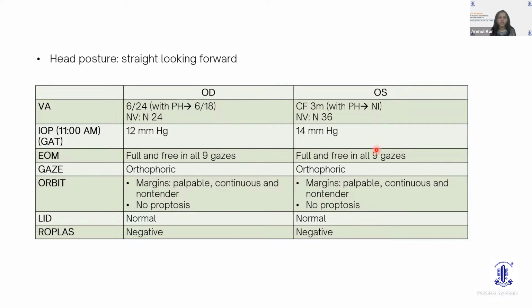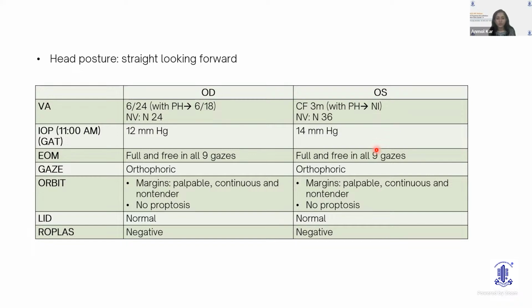The near vision in the right eye was N24 and in the left eye was N36. The intraocular pressure, measured in the morning at 11 a.m. by Goldmann applanation tonometer, was 12 mmHg in the right eye and 14 mmHg in the left eye. The extraocular movements were full and free in all 9 gazes in both eyes and were painless.